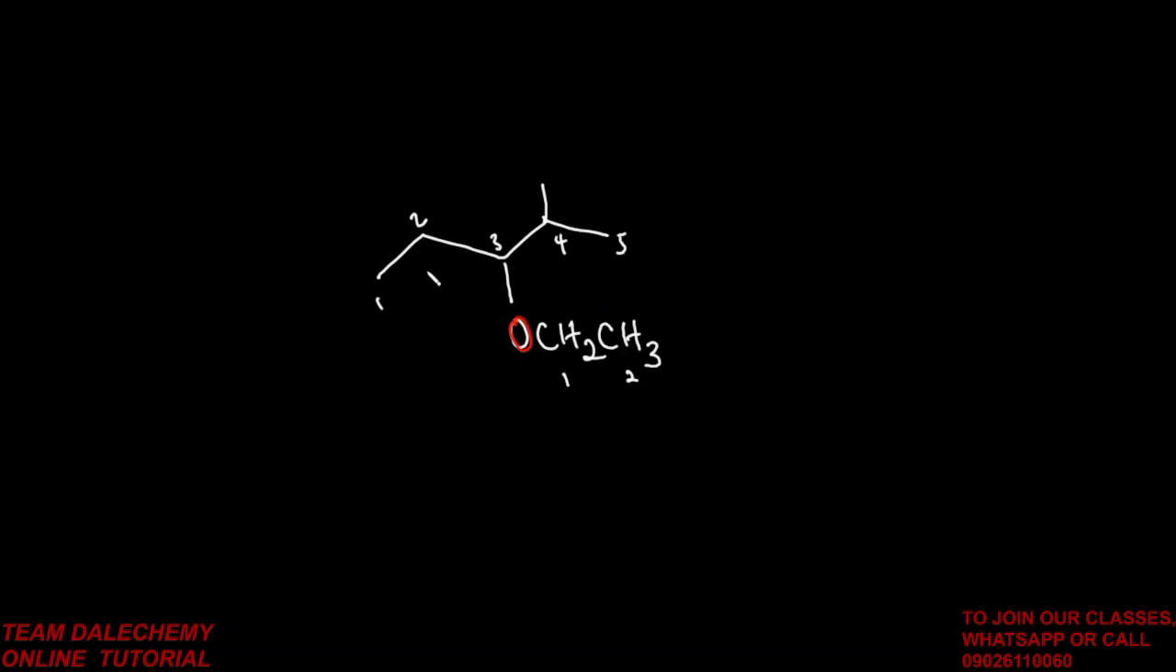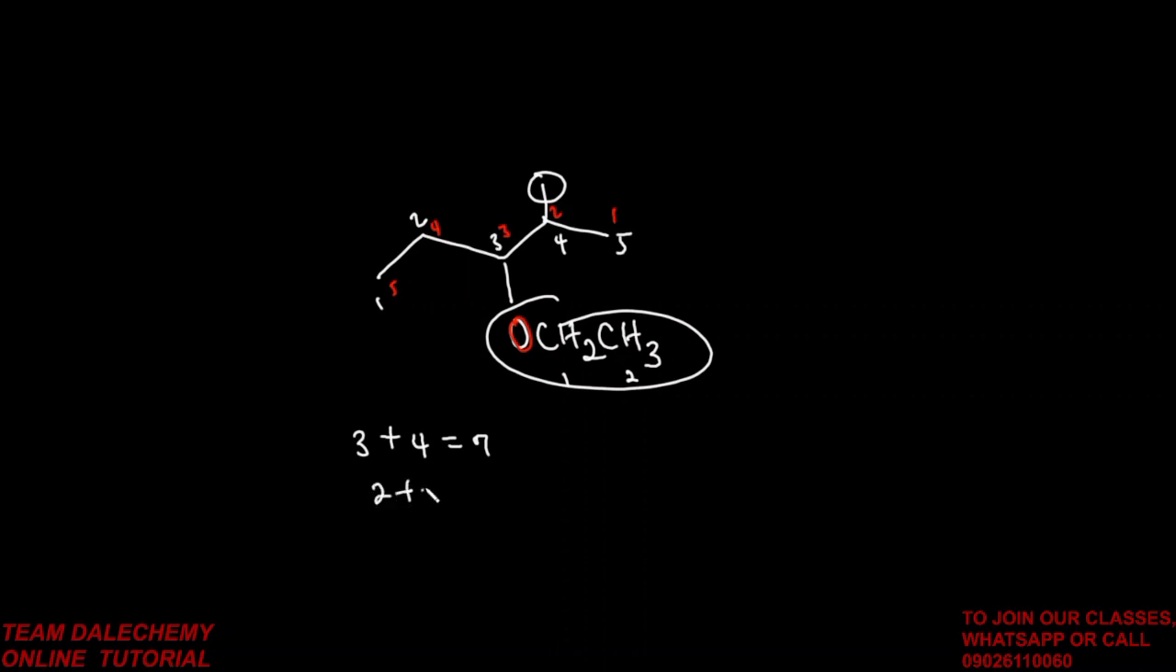So how do you name this? When you number from the right, we have position 4 for one substituent and position 3 for the other. So 3 plus 4 makes 7. And when you number from the left, 1 2 3 4 5, the substituents are at positions 2 and 3. So 2 plus 3 is 5, which is lower than 7.